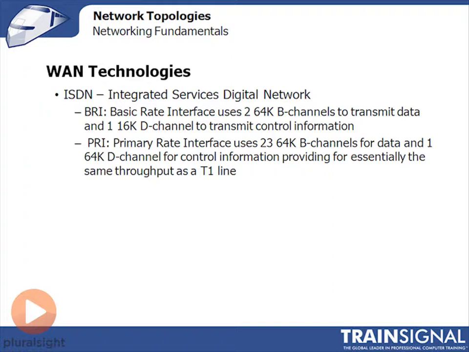We also had a Primary Rate ISDN, which was essentially a T1 line. It was almost the same throughput as a T1 line. You had 23 64K B channels for data and one 64K D channel for the control information. So that's ISDN. The main thing I want you to remember there is the basic rate and the primary rate.